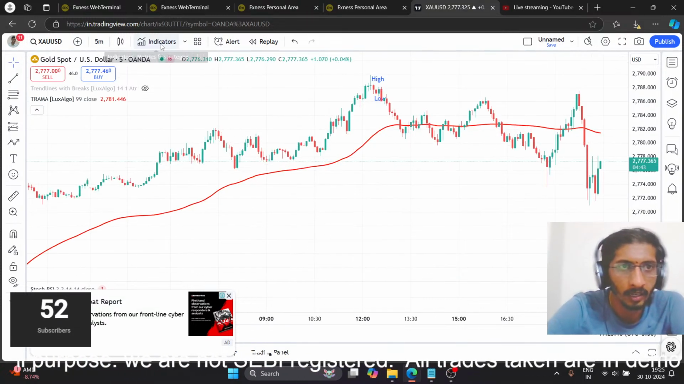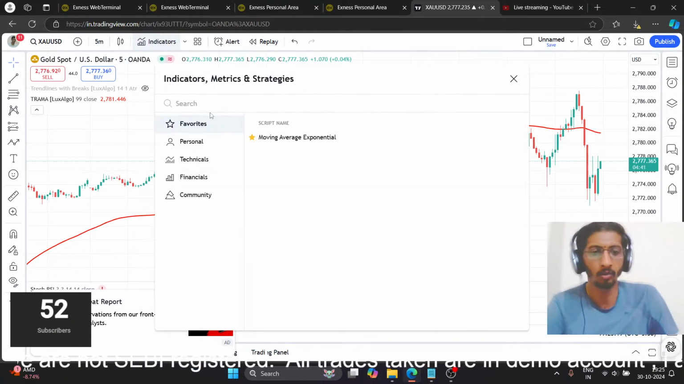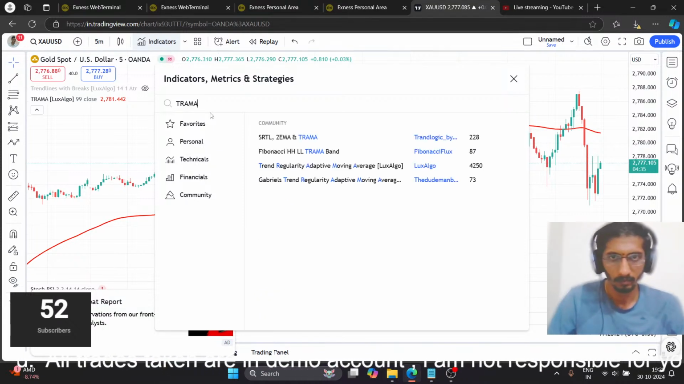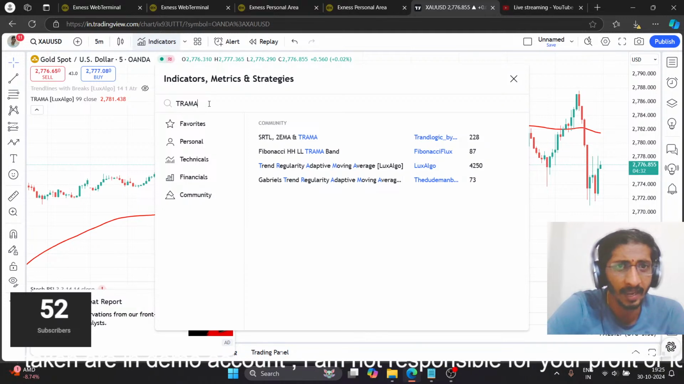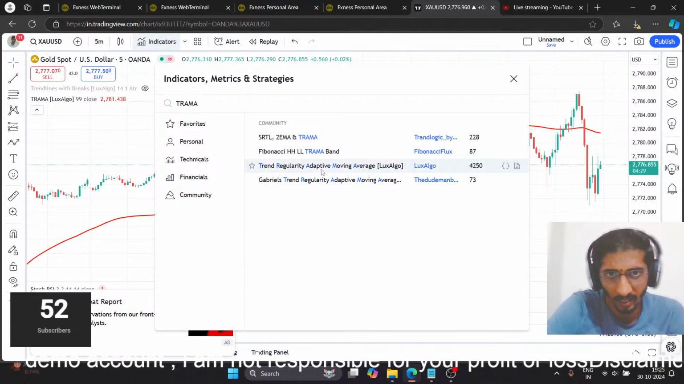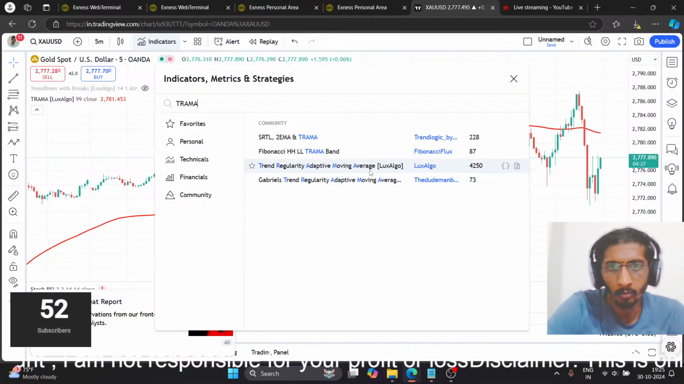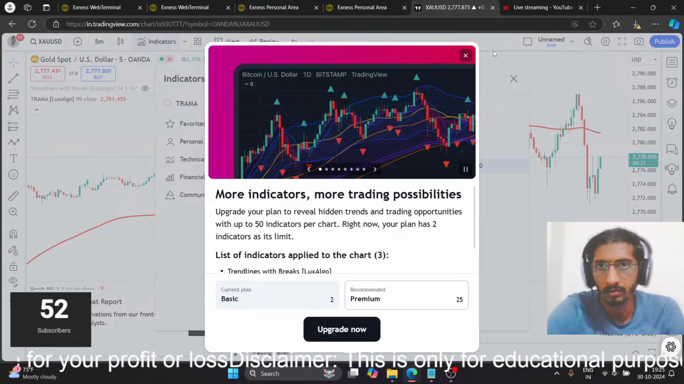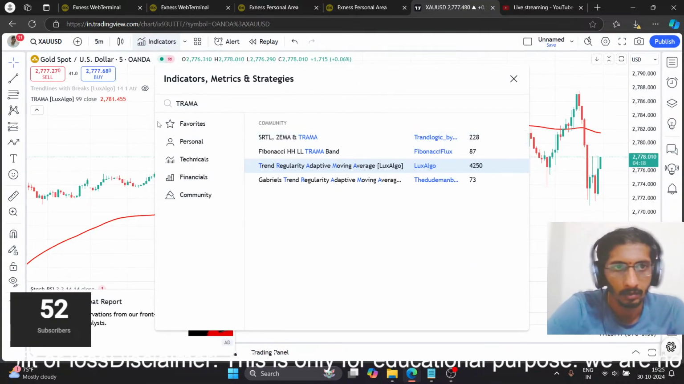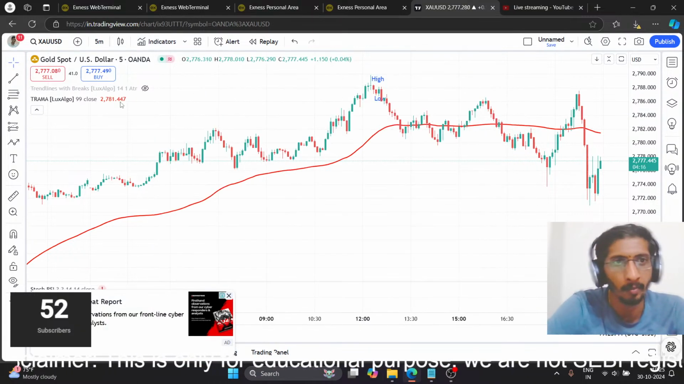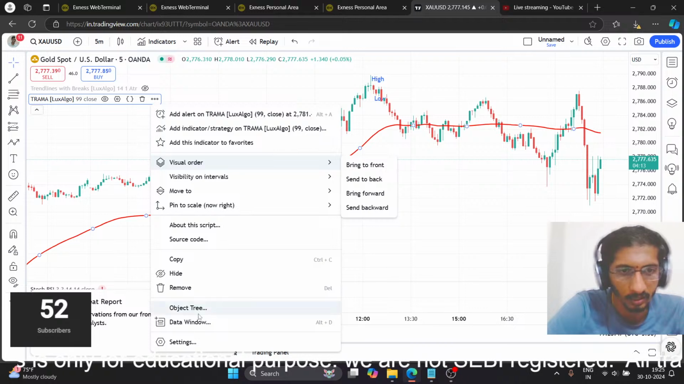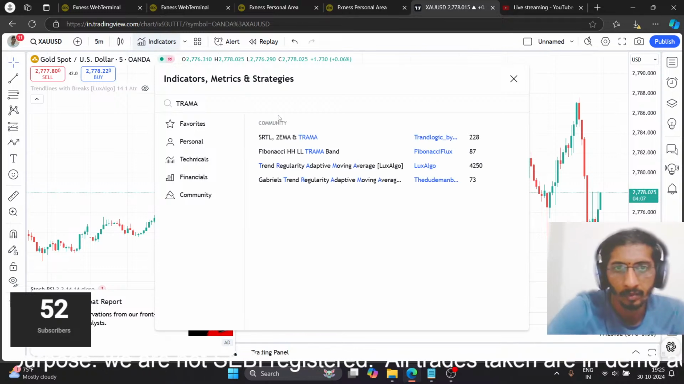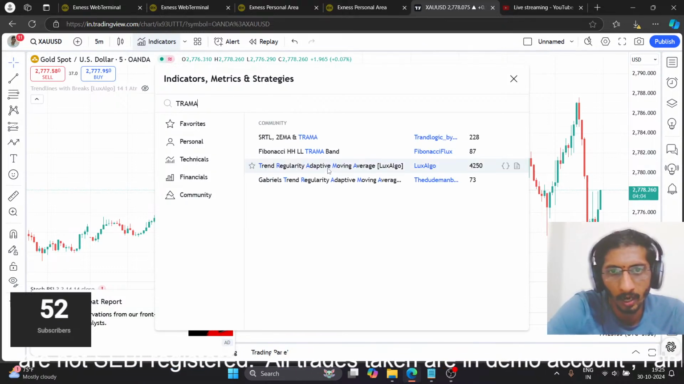So all you have to do is click on the indicators above. Here you have to search for TRAMA. If you search TRAMA, you have something called Trend Regulatory Adaptive Moving Average by LuxAlgo. Double click on that. Okay. Just a minute. Since this is not a premium account and I've already used two indicators, it is asking for an upgrade. I'll just remove one and show it to you. So indicators, TRAMA. The third one is Trend Regulatory Adaptive Moving Average.